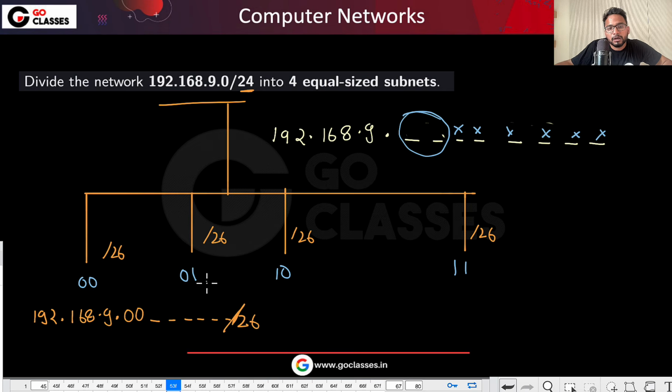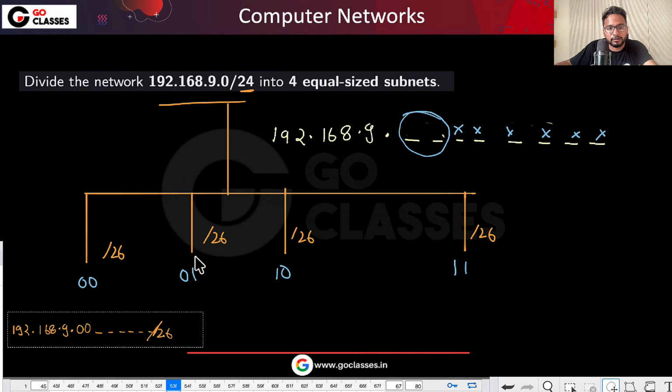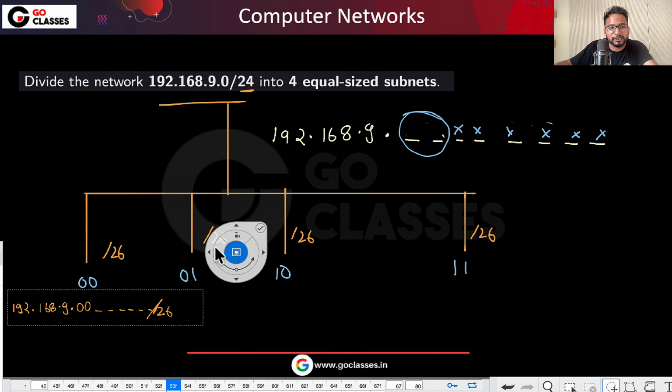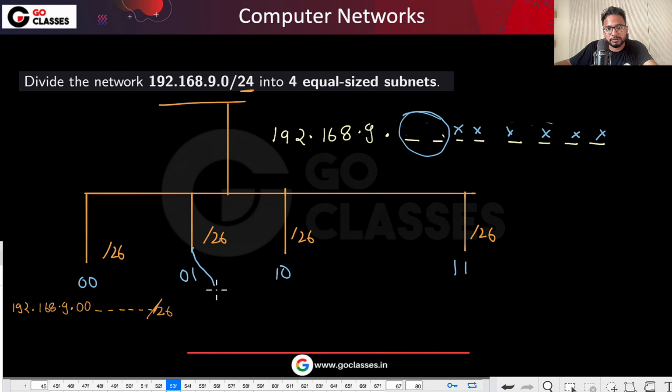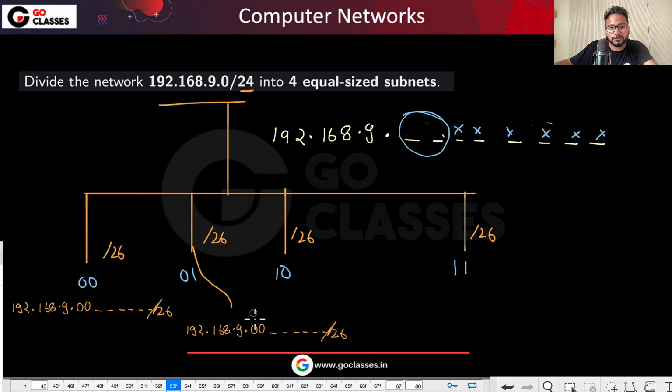Now if it is 0 1, then what will be the network ID or the subnet ID for this? In that case, see, with the lack of space I'm trying a little hard to manage it, but that's fine. I'm writing this here. The network here will look like this. If it is 0 1, then it will be 0 1 like this, which means the network ID here will be 64.